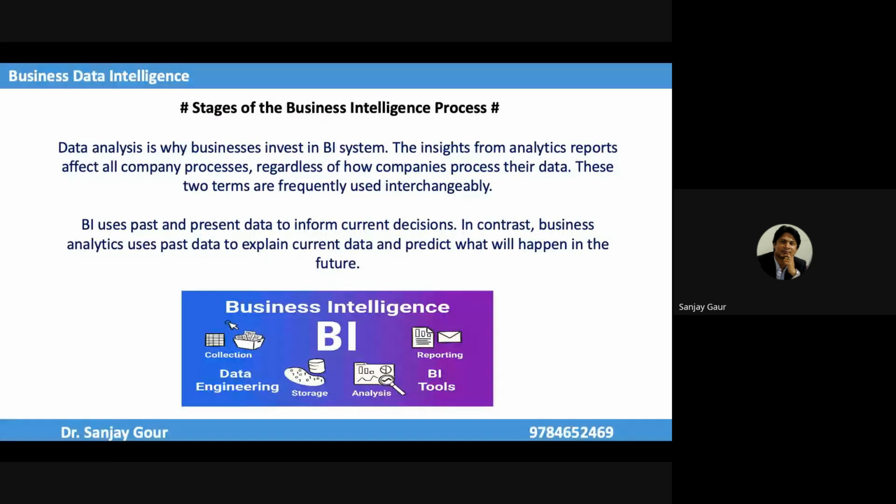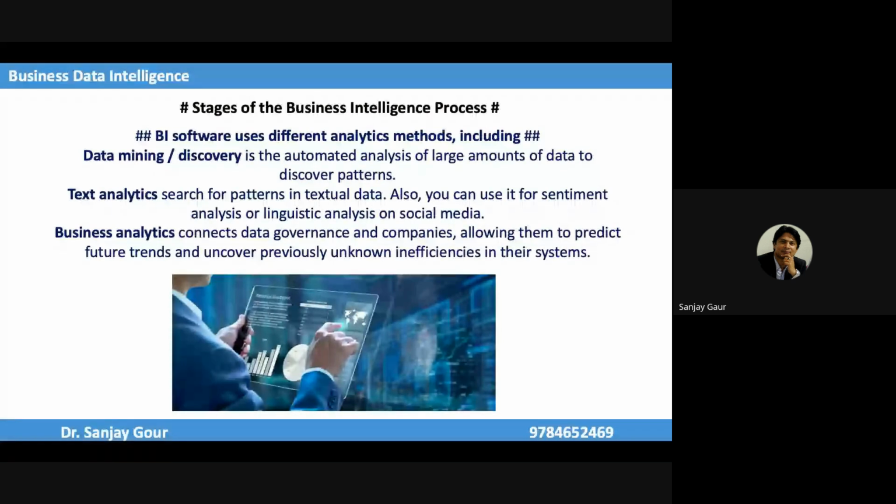Business intelligence uses past and present data to inform current decisions. In contrast, business analytics uses past data to explain current data and predict what will happen in the future. So you can say we collect data as the data engineering part and apply storage, cleaning, processing, analysis, and reporting tools with the business intelligence tools. At the last, we are discussing multiple business tools also.